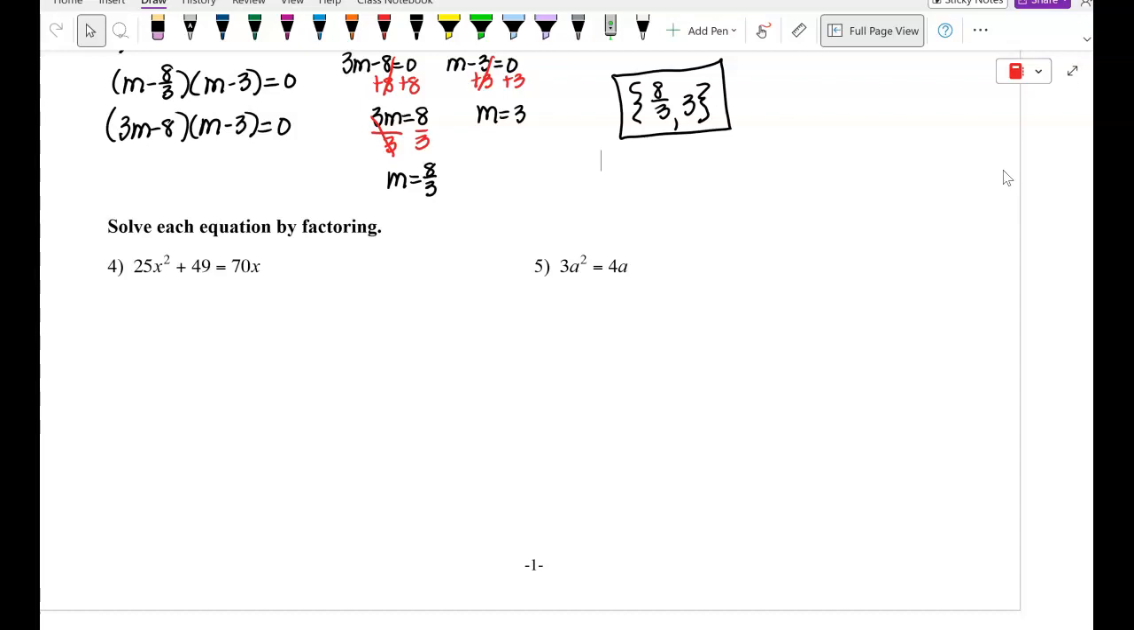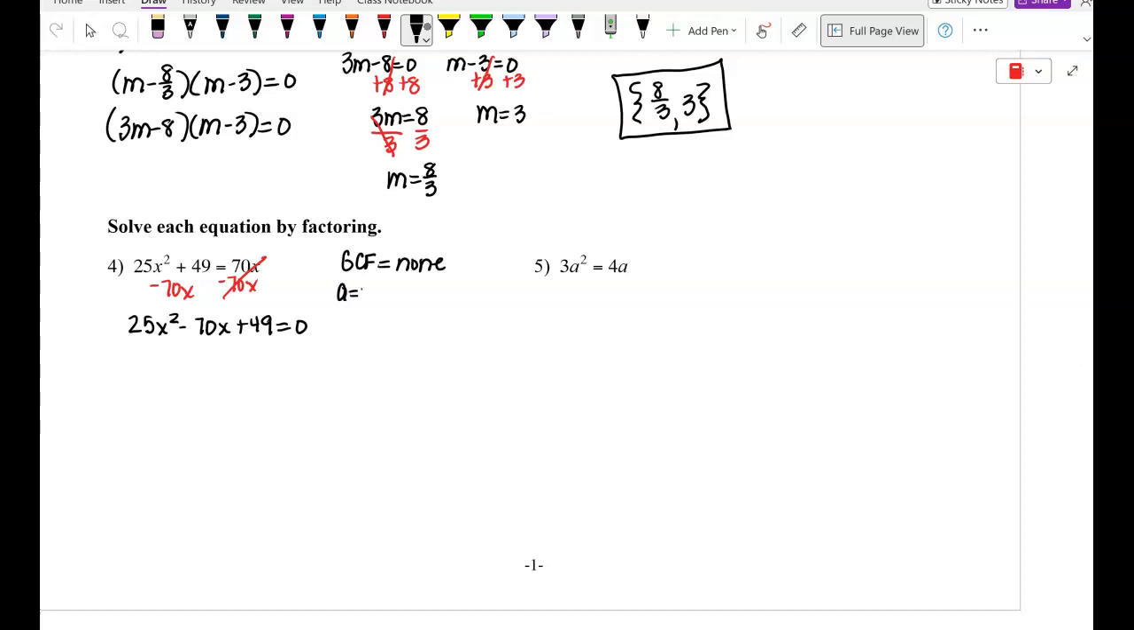So number 4, 25x squared plus 49 equals 70x. Again, I need to move that over. So I have 25x squared minus 70x plus 49 equals 0. Is there a GCF? No, because 25, the only way to make 25 is 1 times 25 or 5 times 5. 5 doesn't go into 49. So we do not have a GCF.